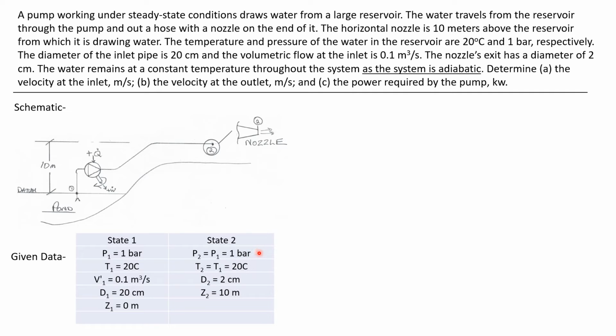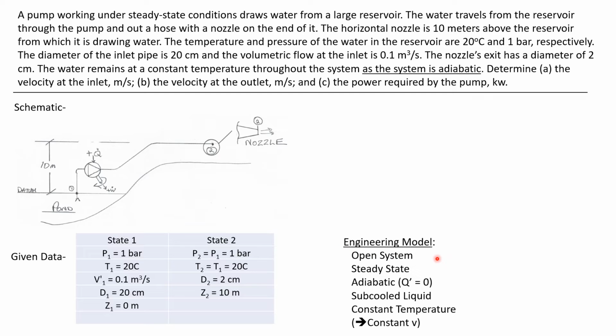Now state 2, the pressure is also given as 1 bar. And again, that is because state 2 is where the water re-enters the atmosphere. So it may have a high velocity coming out of this nozzle, but it has no static pressure other than the atmospheric pressure. And the temperature, we were told, does not change. It's 20 degrees C throughout. The diameter at state 2 is much smaller than at the inlet. It's only 2 centimeters. And the elevation is 10 meters.